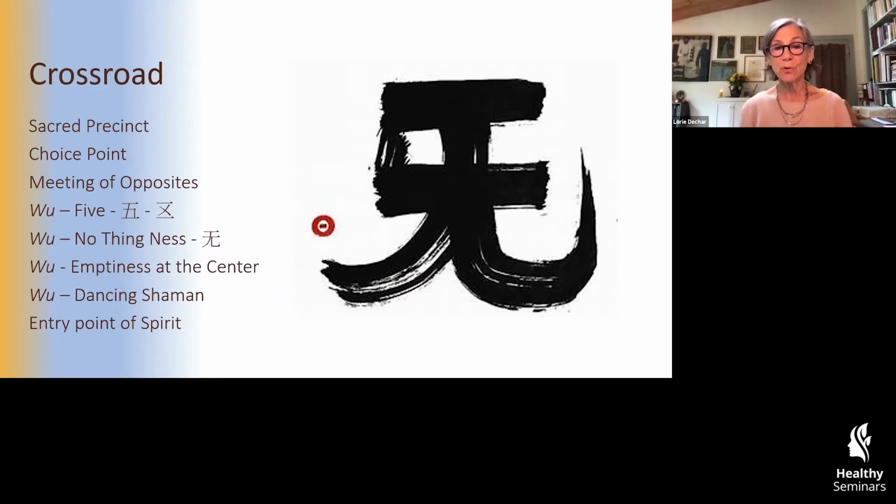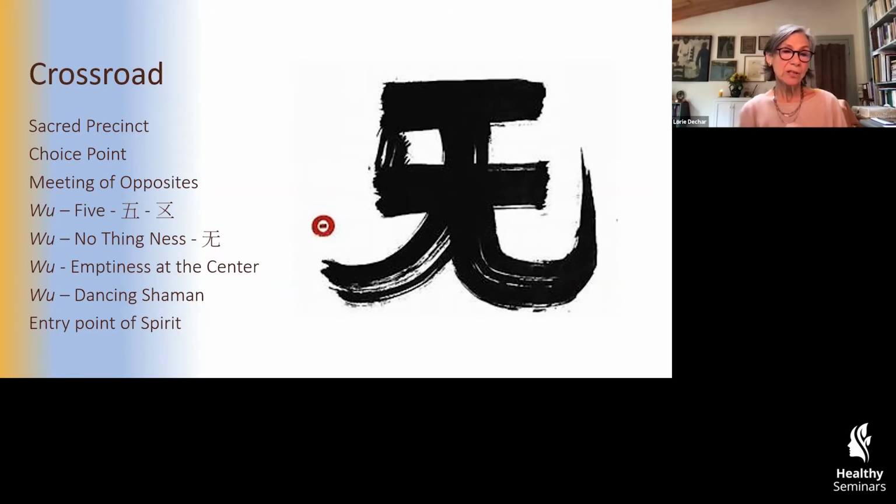But we can see that in the translation of the word five from Chinese, it's Wu. And on the screen, you can see the modern character is the first one on the left, but the ancient character is a crossroad. So when you think of five, it is the cross, the one, two, three, four of the square, and then the connecting point, which is the place of Wu, nothingness, the empty center, the point at the empty center.